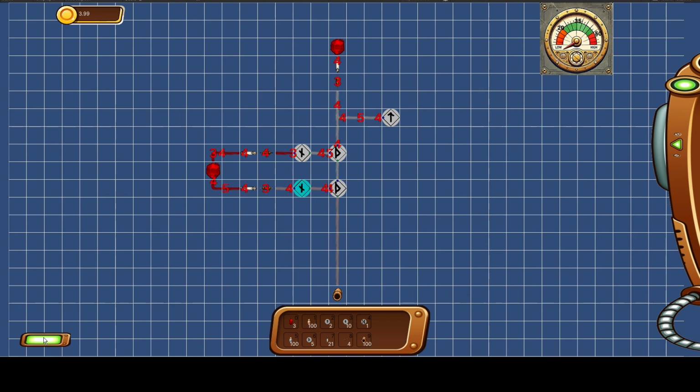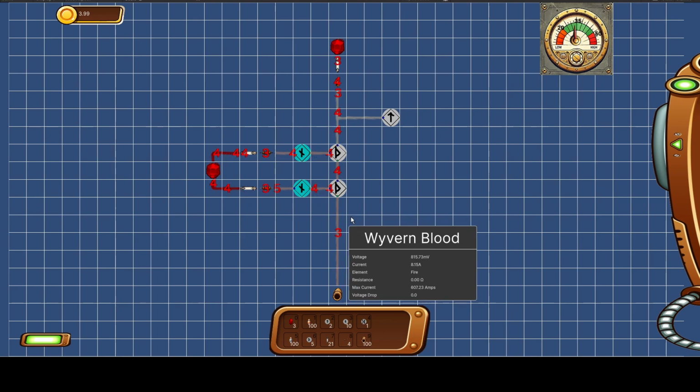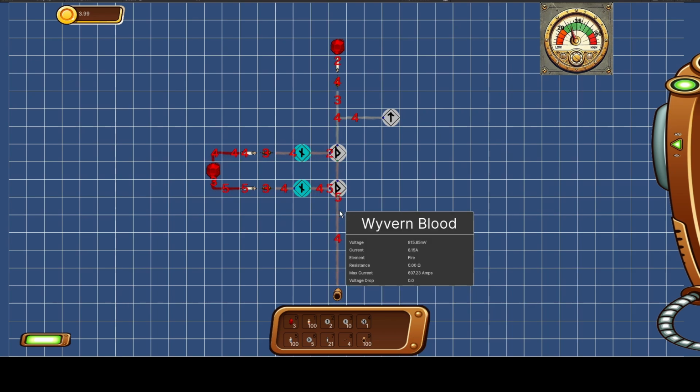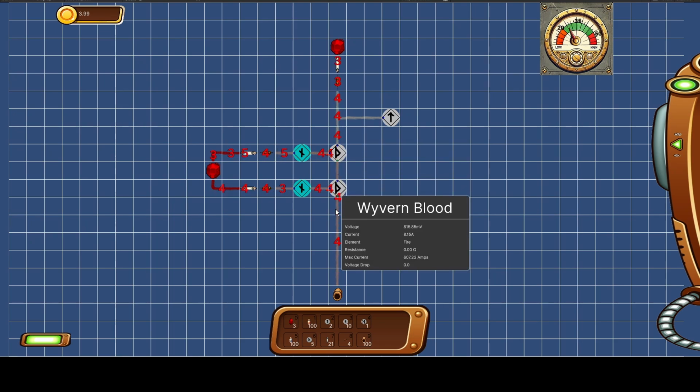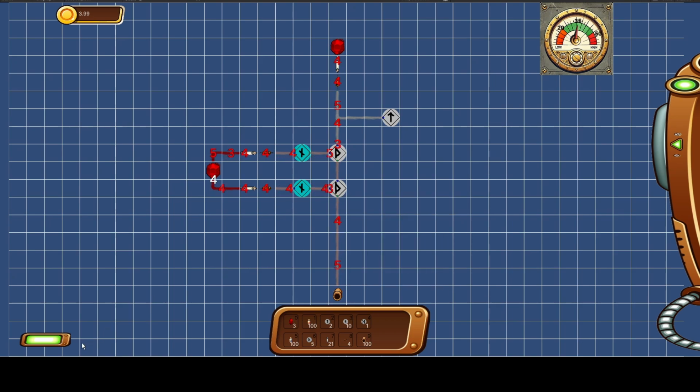Now, one thing I'm seeing that I don't particularly like, and like I said, I think it's a bug, is how much the current increases here. There is a current gain that happens, but I don't think the current here should ever be higher than the current here. And we're seeing a significant, like 100-fold gain. That shouldn't be happening. So I'll have to look into that to find out what's happening. But you can see what's going on here.